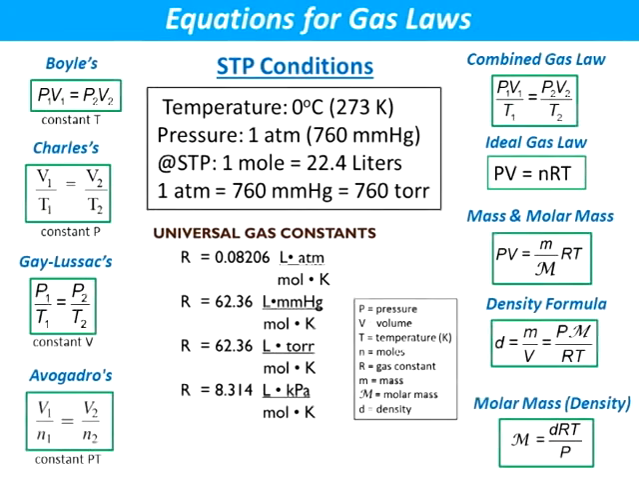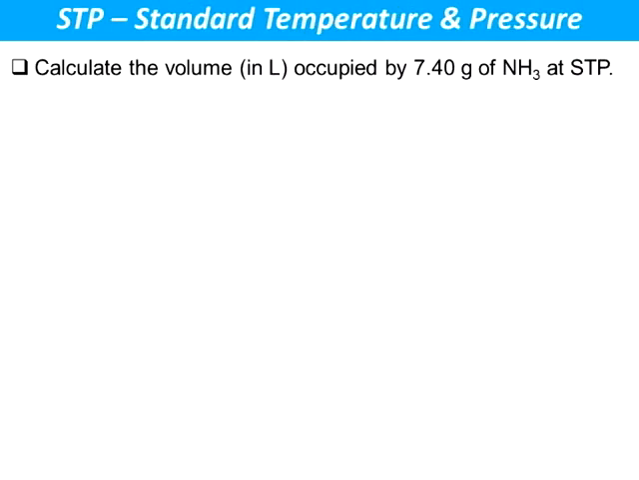Occasionally, calculations for gas laws will be carried out at what's called STP, standard temperature and pressure. Standard temperature is 273 K or 0 C. Pressure is 1 atmosphere or 760 millimeters of mercury. Here's our problem. Calculate the volume in liters occupied by 7.40 gram of ammonia at STP.